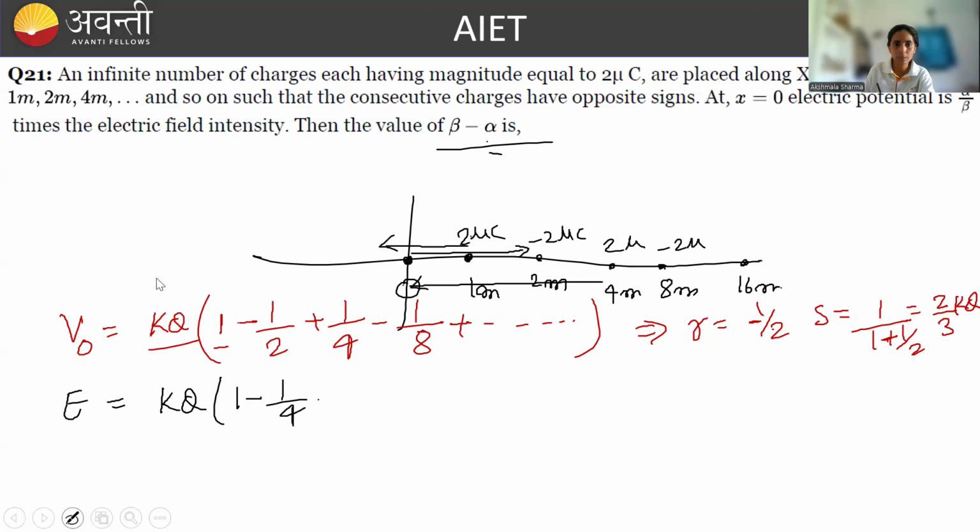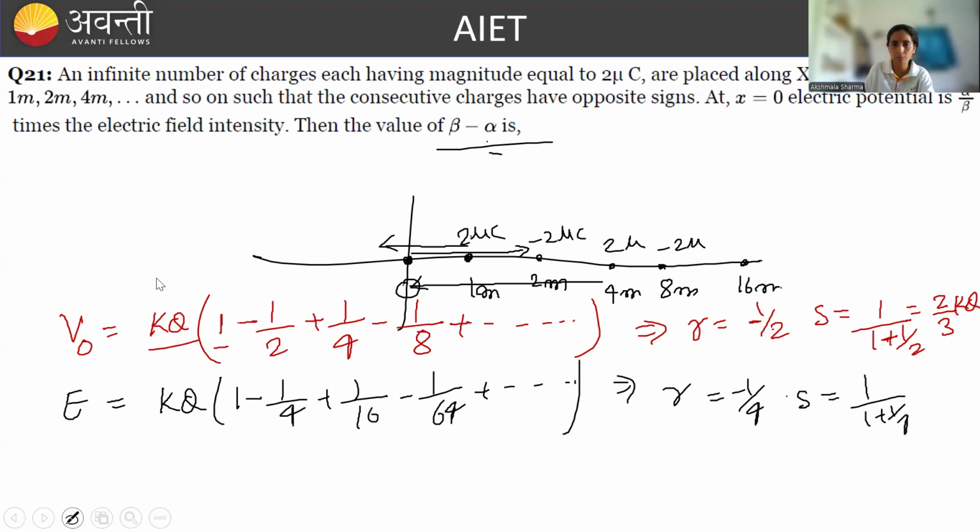So 1 minus 1/4 plus 1/16 minus 1/64 plus dot dot. And here the r is how much, r is -1/4. So here the sum will be equal to 1 divided by 1 plus 1/4. So again this will become how much, 4/5 kq. Okay. So 4 kq by 5.